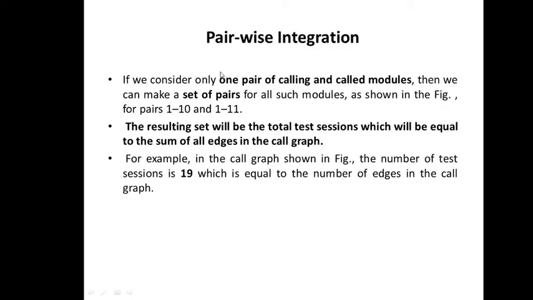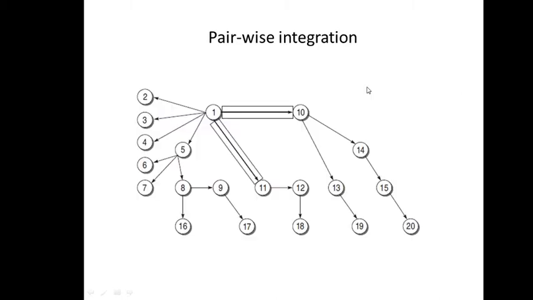So what do you mean by pairwise integration? What is a pair? A pair means one pair of calling and called module. Say 1 and 10, this is one pair. This module is calling the 10th module, or the 10th is being called by module 1. So this makes one pair, the calling and the called one. Similarly, 1 and 11, this is the calling and this is the called one. So we will identify all the pairs present in this call graph.